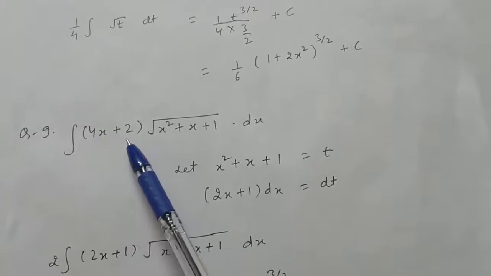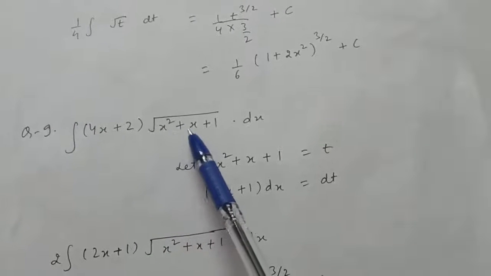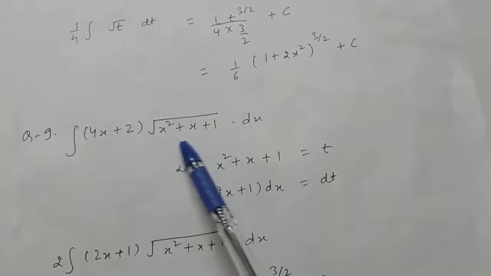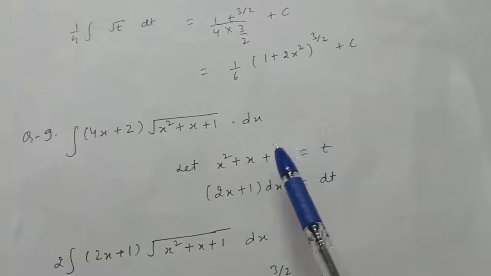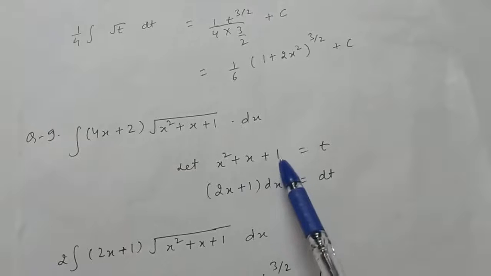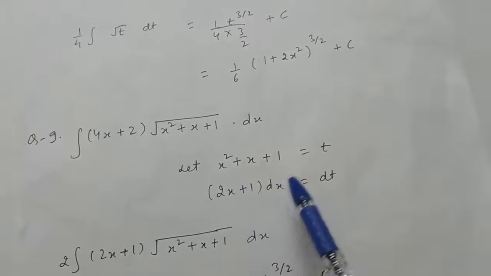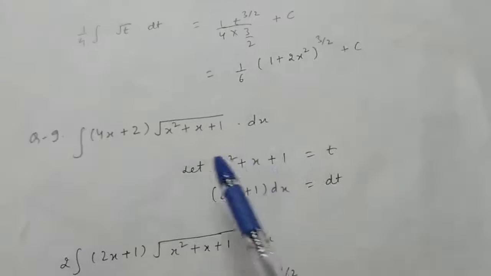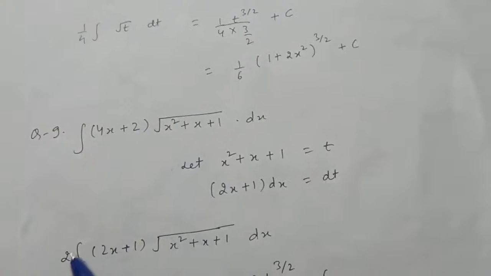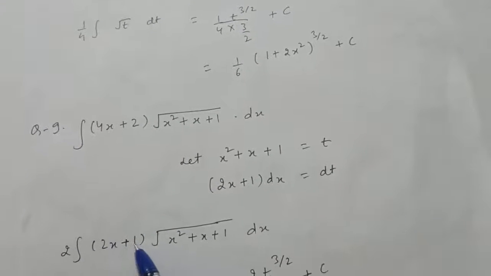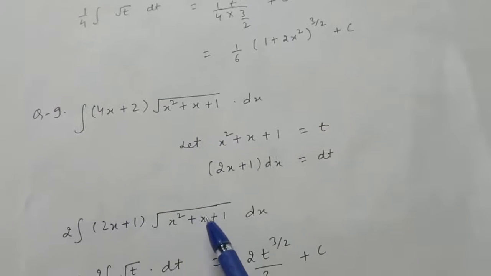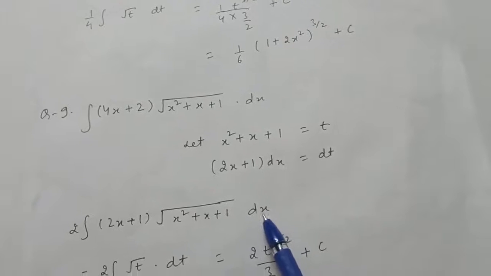Now question number 9th. Integral of (4x plus 2) into root of x square plus x plus 1 with respect to x. So we will take the term inside the root as equal to t, because the derivative of this is 2x plus 1 and the derivative of 1 is 0. So (2x plus 1) into dx is equal to dt. Also you can see, when we take 2 common from both of these terms, you will get 2 into (2x plus 1), right? 2 taken common from both of these terms, into root of x square plus x plus 1 into dx.